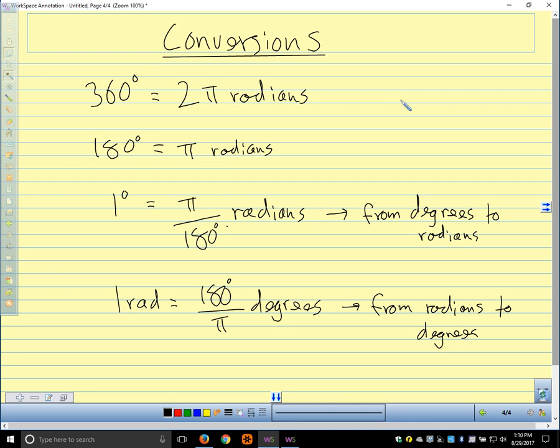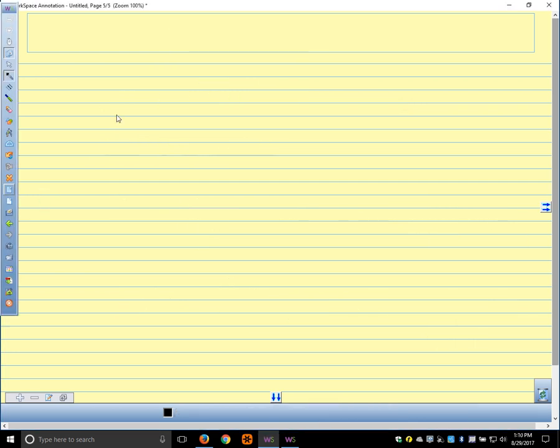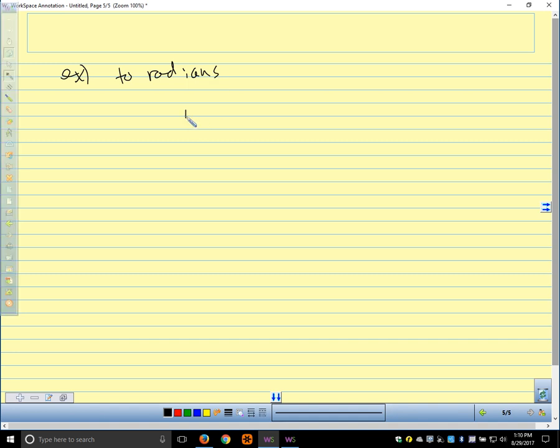So let's look at a couple quick examples. Usually, when you're talking about radians, you're going to write your radian measure in terms of some kind of reduced fraction, usually, not necessarily always. So let's look at a couple of examples. So we want to convert to radians for this first one: 120 degrees.